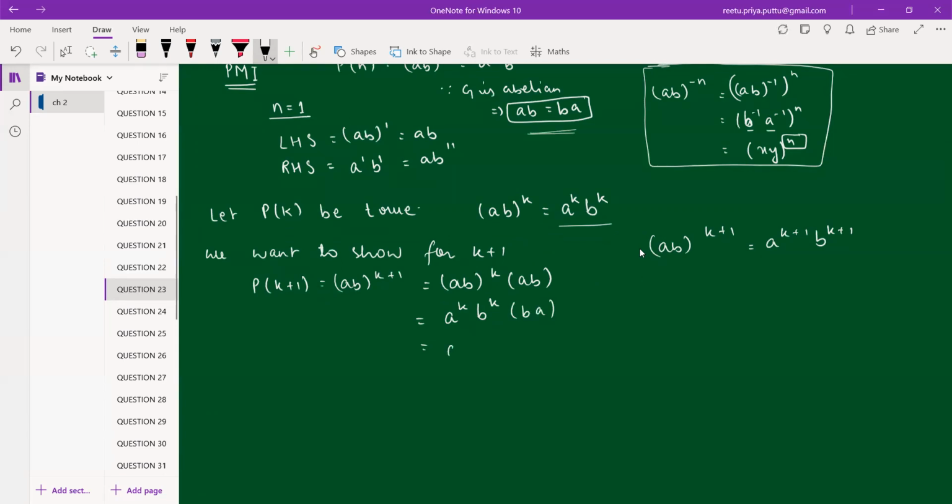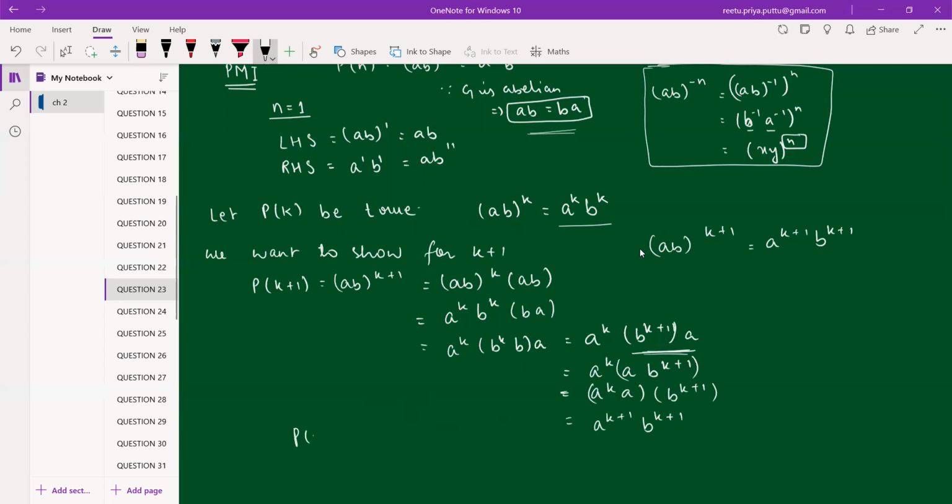Now by the associativity property, we can write something like this. So this will become A to the power k, B to the power k plus 1, and A. Now again, since the group is abelian and B to the power k plus 1 is again an element of the group, we can apply the abelian property here, and we can write something like this. And again by associativity, it will be A to the power k times A, and B to the power k plus 1 will stay out. So A to the power k plus 1 and B to the power k plus 1.